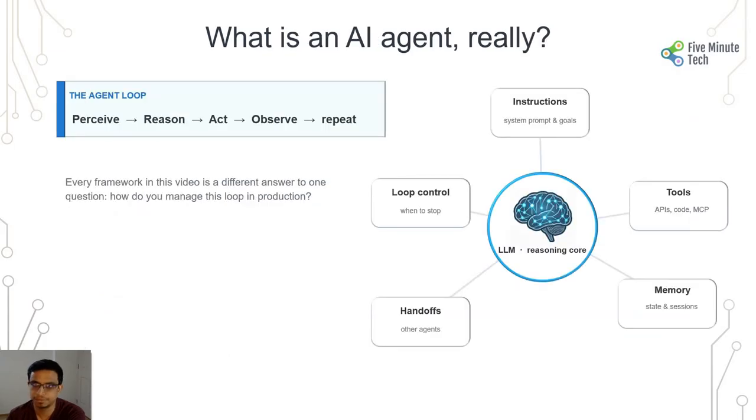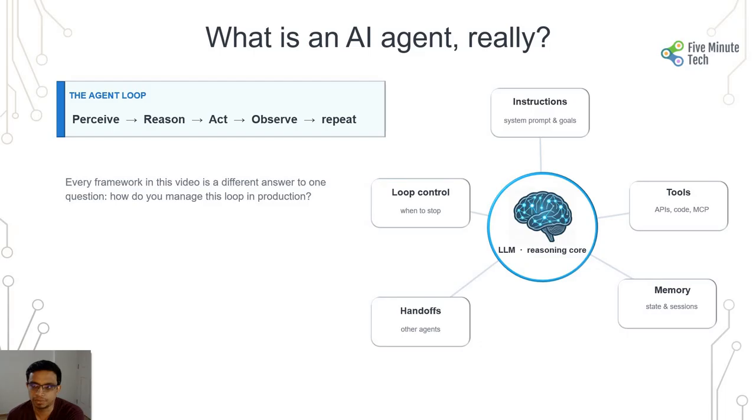So what an AI agent really is, is the agentic loop, which is most important: perceive, reason, act, plus observe and repeat. So this is the full cycle. Every framework in this video has a different answer to the same question, which is how do you manage the loop in production.